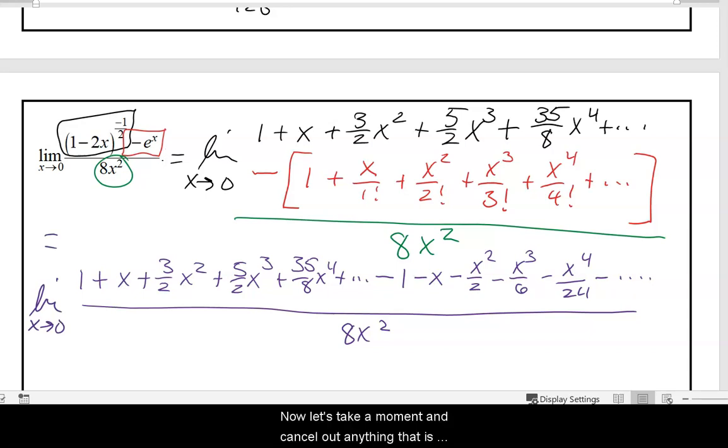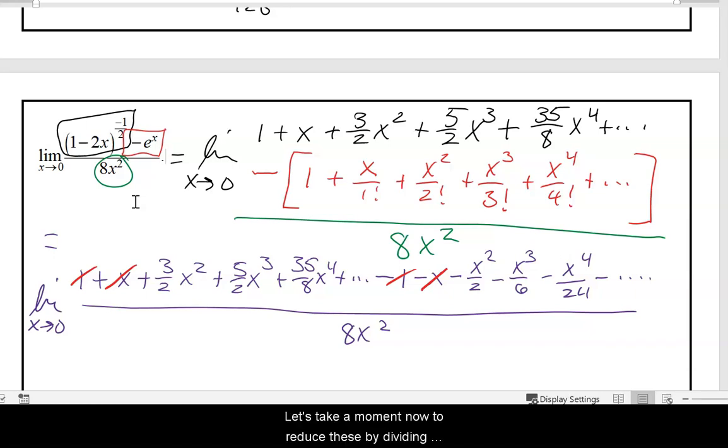Now let's take a moment and cancel out anything that is clearly exactly the same. I do have a constant of 1 at the front and a minus 1 in the middle. Those ones cancel and they're gone. I also have a plus x at the front and a minus x at the back. They're gone. Now notice that what's left in the numerator, every single term has an x in it. In fact, every term has at least one x in it.